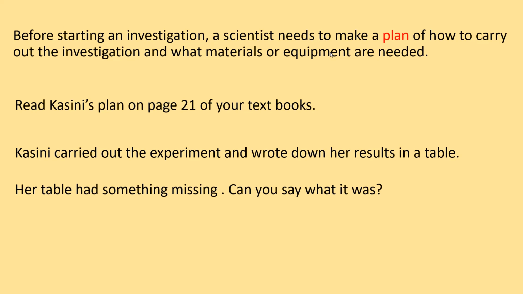So Cassini carried out the experiment and wrote down her result in a table. Her table had something missing. Can you say what it was? Look at the table, page 21. The table contains the shape and the time. Okay, but what is missing? Think about it. I will answer it directly now.